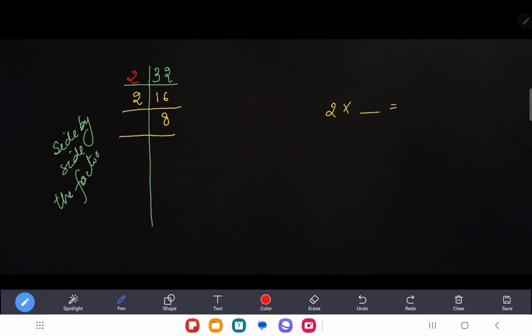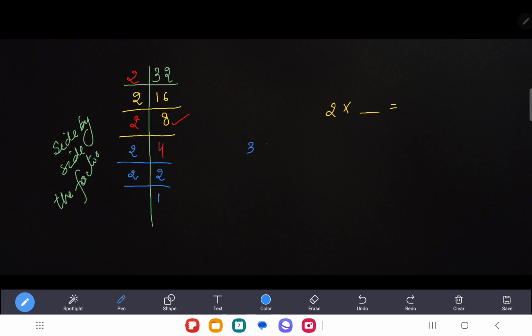Then think of any number which can divide 8. 4. So 2 times 4. Smallest number, not 4, smallest number. Okay, 2 is the smallest number. You understand? And then 2 times 4 is 8, and 2 times 1.